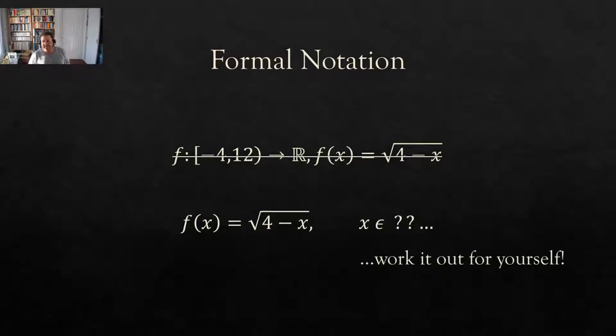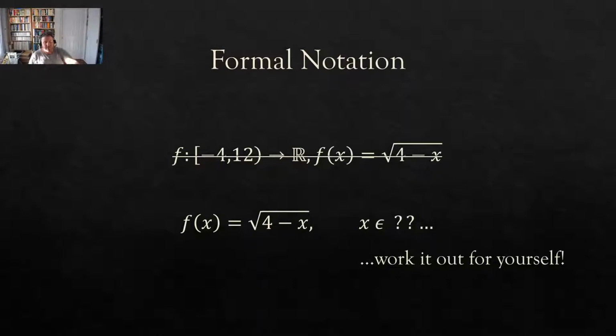What's the implied domain here? It's not explicitly given, but it's a bit tedious for us to write down this formal notation every single time. So we just give you the function and let you work out the domain for yourself. That's what we mean when we talk about an implied domain or a maximal domain. It's just, what are all the possible x's that we could throw in here?